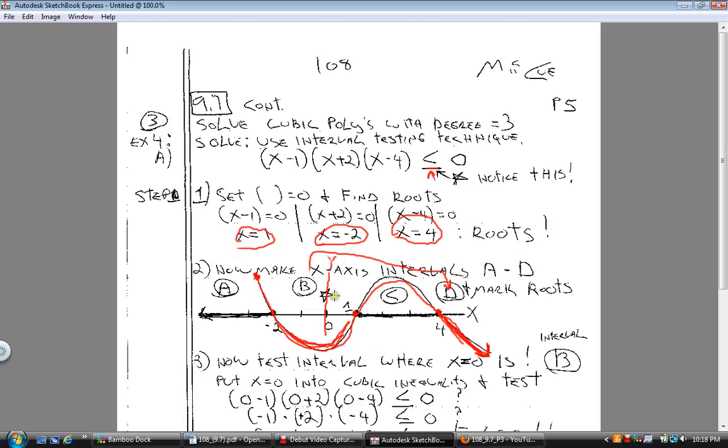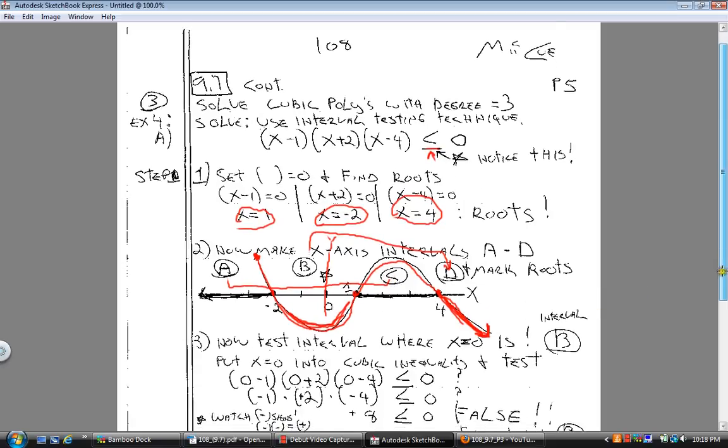Without making the drawing too complicated, you could see that interval C is up high on the hill and above the x-axis, and you're going to find that the A interval is also high. So we get the pairings: A and C are a pair, along with B and D.